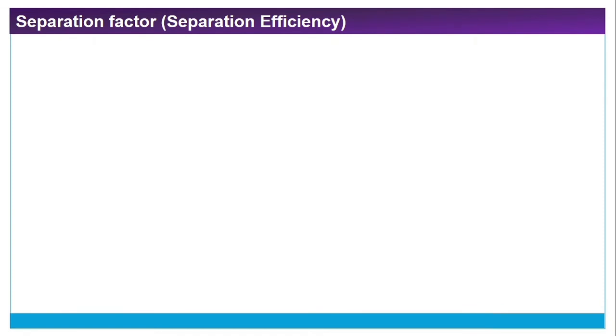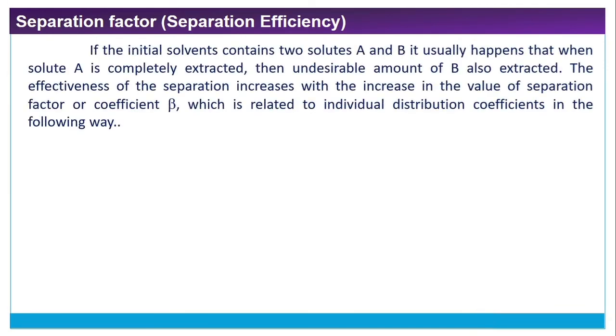Now we'll see the separation factor, that is separation efficiency beta. If the initial solvent contains solutes A and B, these are the two solutes present in the initial solvent, it usually happens that when we are doing the extraction, the solute is completely extracted, but an undesirable amount of B is also extracted. The effectiveness of the separation increases with increasing value of the separation factor or separation coefficient beta, which is related to the individual distribution coefficients in the following way.